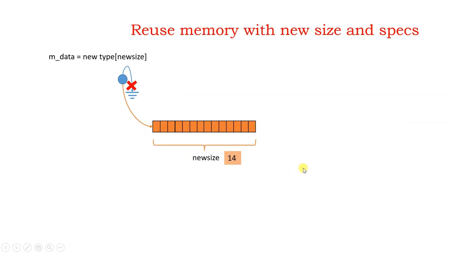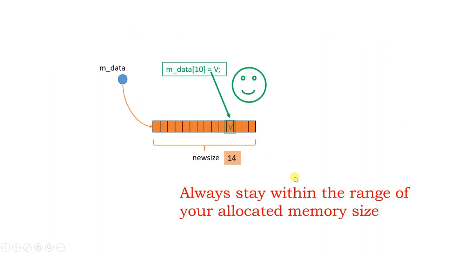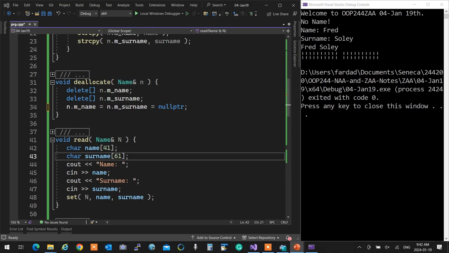Always reuse the memory with a new size, and remember what the new size is. Always keep track of it. Stay within your limit, and you are safe. We'll talk about all the problems with not setting null and stuff like that. We'll come to it later on. But that's essentially your question.